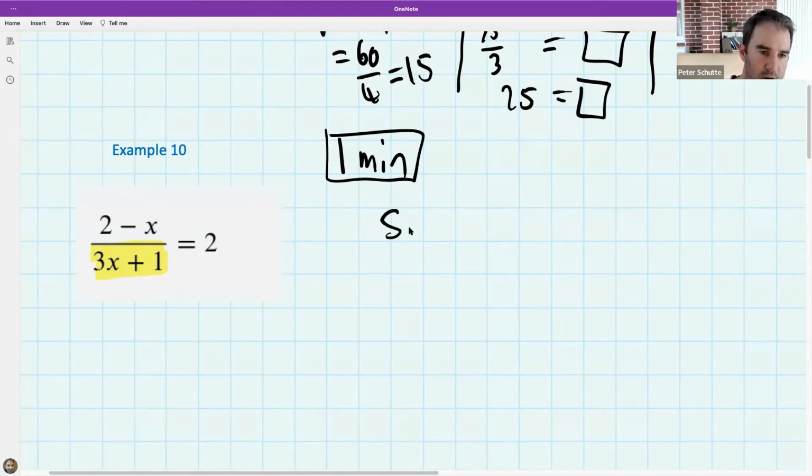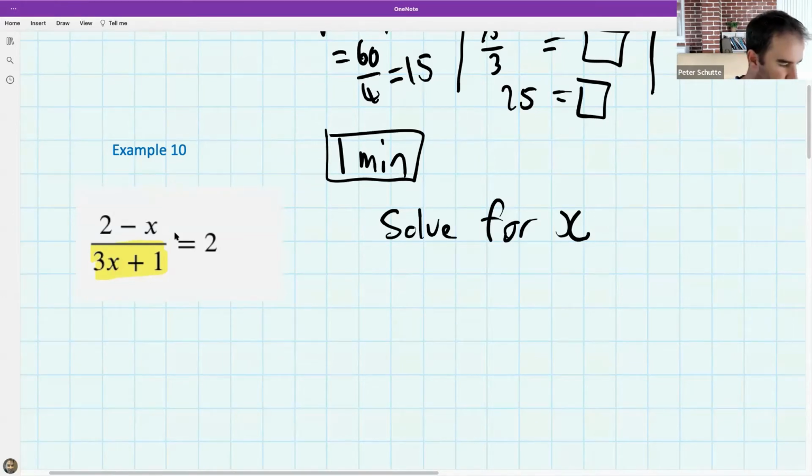Remember, I want to know, in this case, what the x value is, that if I put it in here, it would make this true. Okay, give it a go. I have faith in you. You can do it. How do I deal with that 3x plus 1?